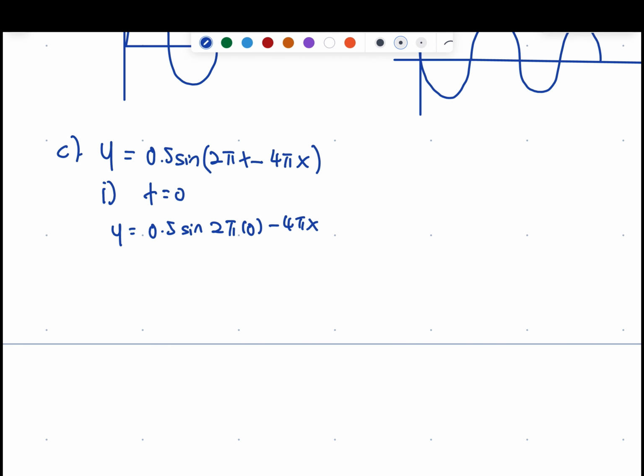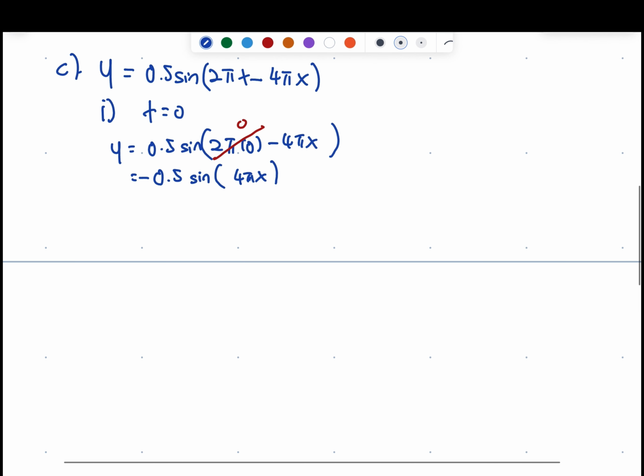4 pi x. When it's 0, it's a bit easier because you eliminate all the values there. So my equation now becomes 0.5 sin negative 4 pi x. The negative, we have to move it outside. Whenever there's a sin of something with a negative, we have to move it outside. So I will end up with something like this. This is my main equation now.